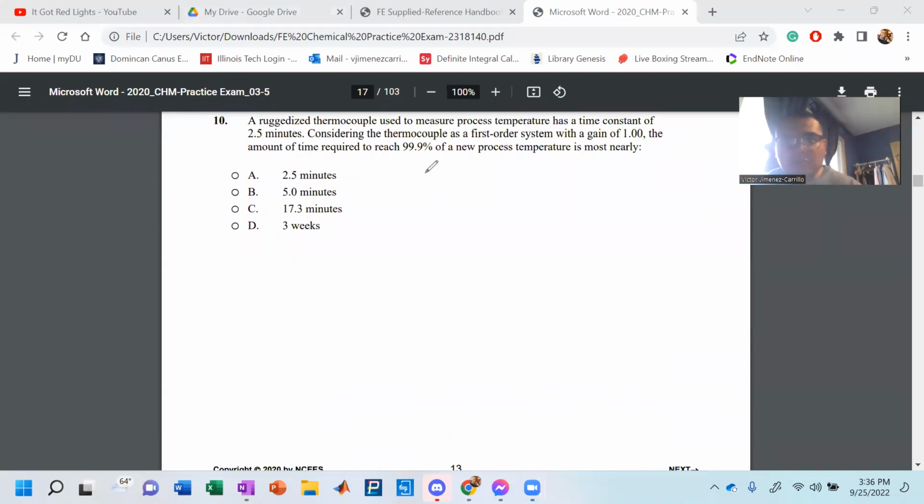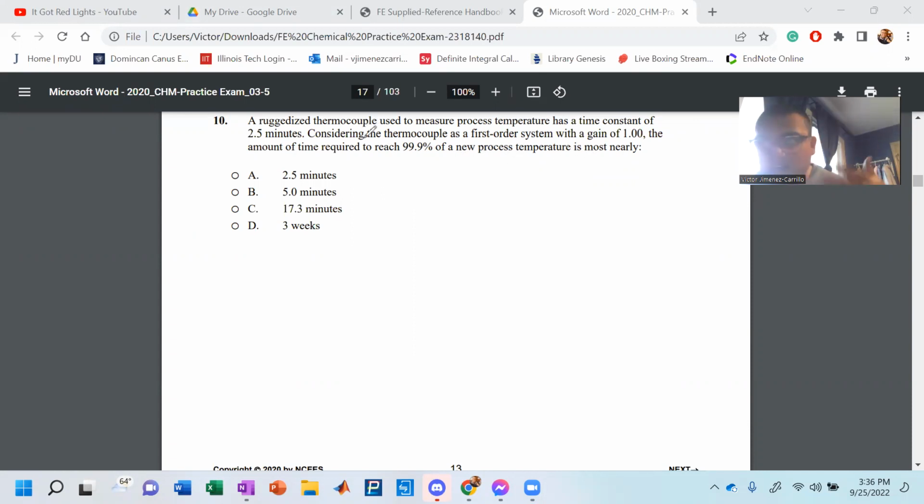A rugged-sized thermocouple is used to measure process temperature and has a time constant of 2.5 minutes. Considering the thermocouple is a first-order system with a gain of 1, the amount of time required to reach 99.9% of a new process temperature is most nearly what?